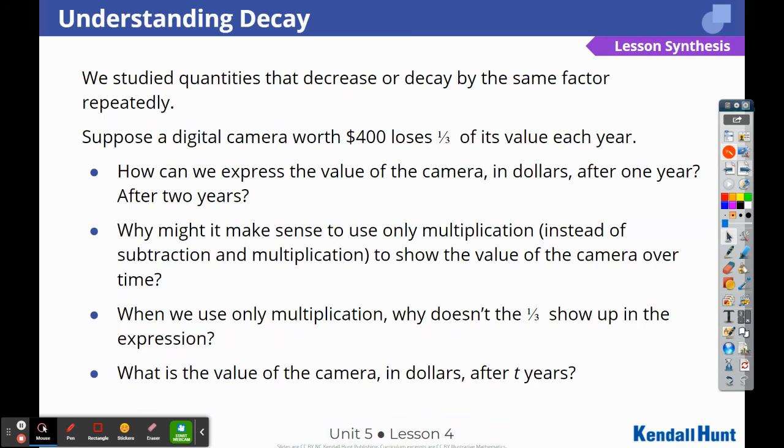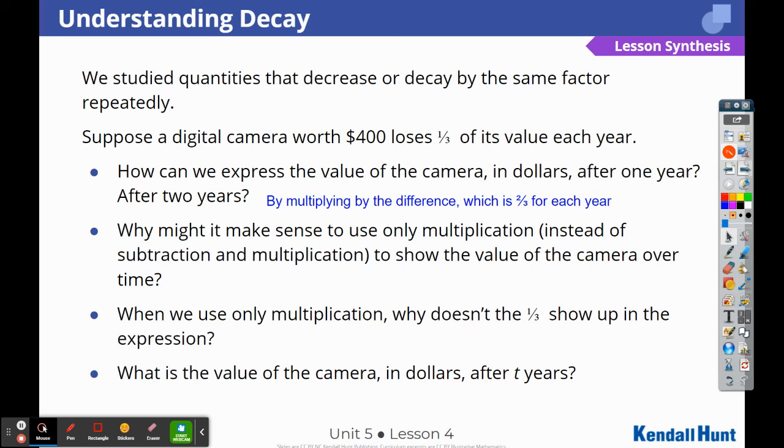All right, so look at a digital camera worth $400. It's losing a third of its value each year. How can we express the value of the camera in dollars after 1 year or 2 years or 5 years or 1,000 years? Well, if we just look at the decay rate, it's 1/3. So we can multiply the 400 by the difference of that by taking our part to whole. So whole minus the part. So 3 minus 1 is 2. So we have 2/3 left. So we would multiply by 2/3 every year.